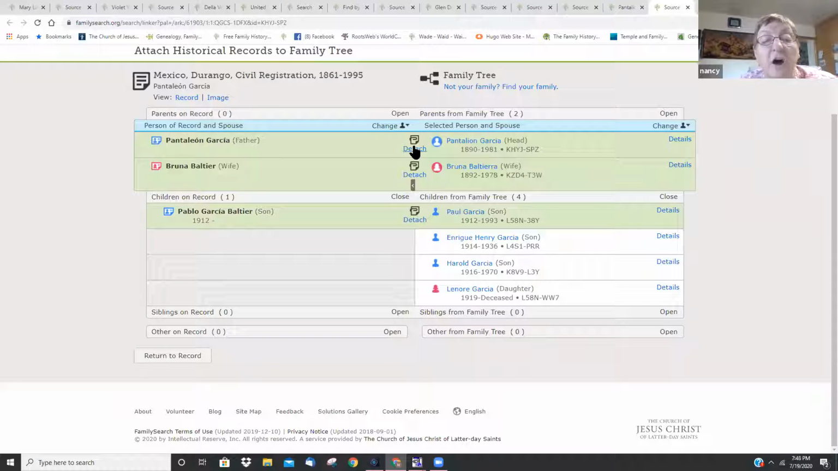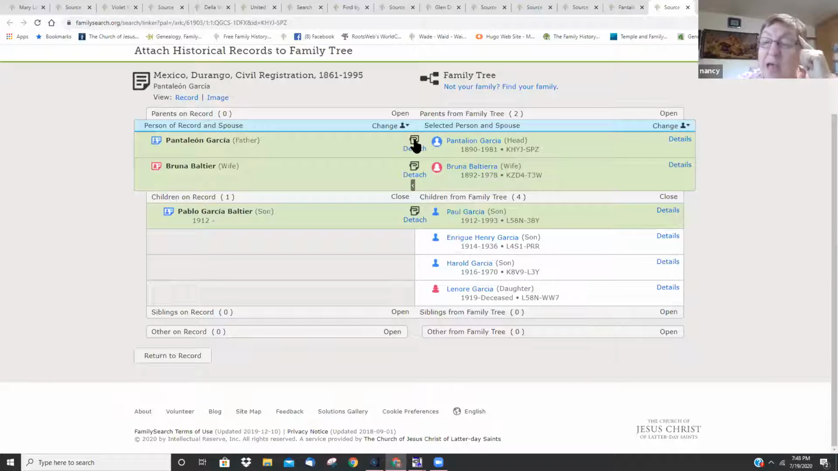Now we already knew that his parents were Pantaleon Garcia and Bruna Baltiar. Now, Baltiar is spelled differently. Sometimes it's spelled with a V and sometimes it's spelled with a B, but people that do Mexican research would tell us that's okay. And if we were to detach this record and look at the parts of it, we could do the same thing.